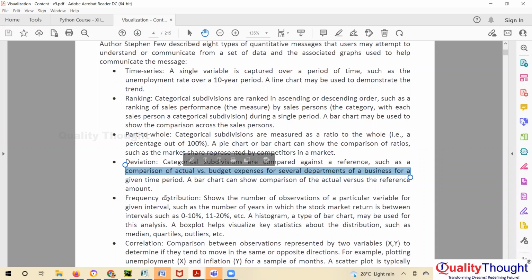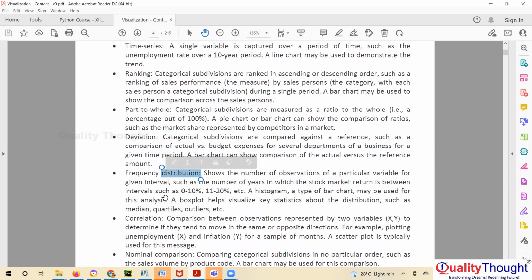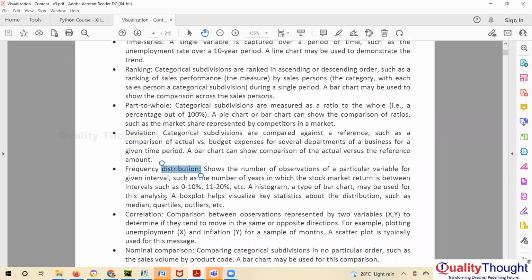Then we talk about frequency distribution. What is frequency distribution? So here you're talking about distribution of values. Okay. So for example, you have a class of 100 students. And after 10th class marks, you want to show them how many students have scored how much, right? So let's say you have 100 students.